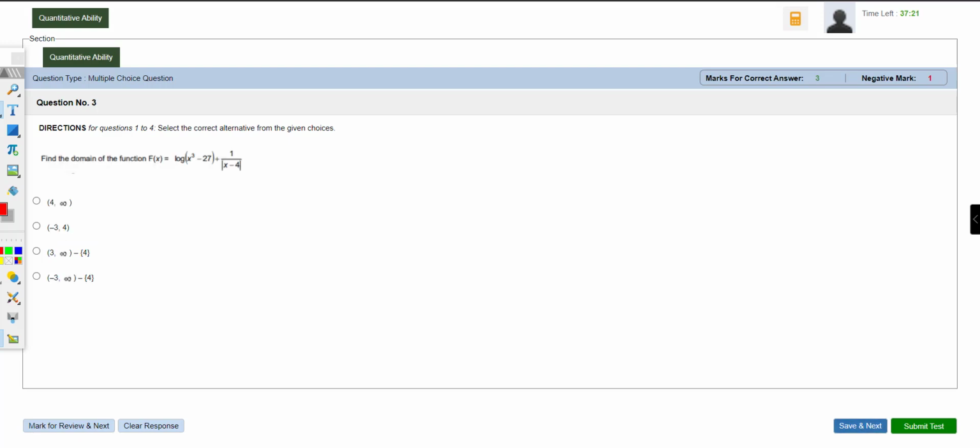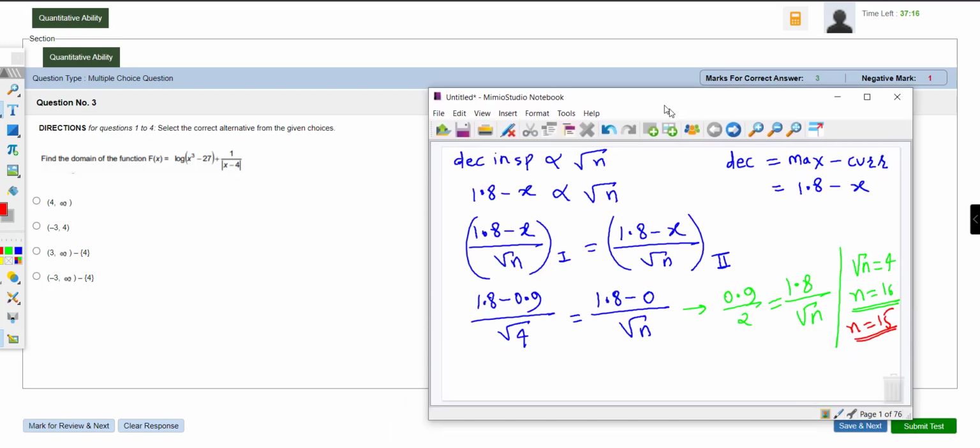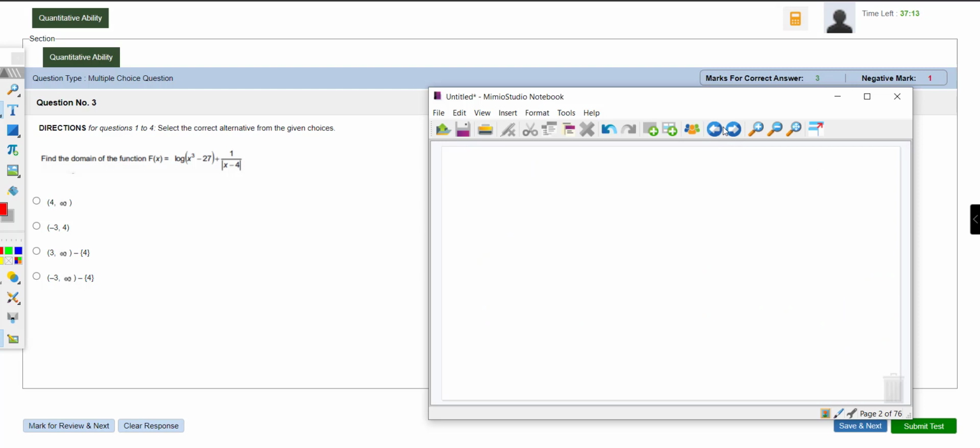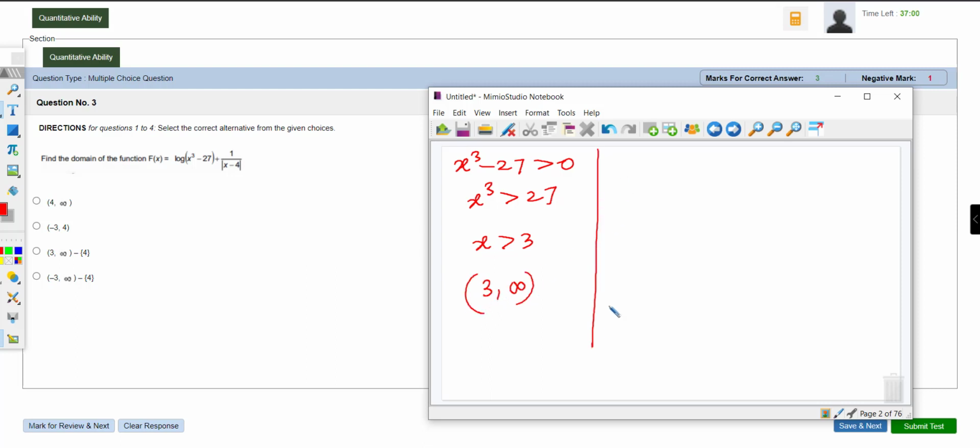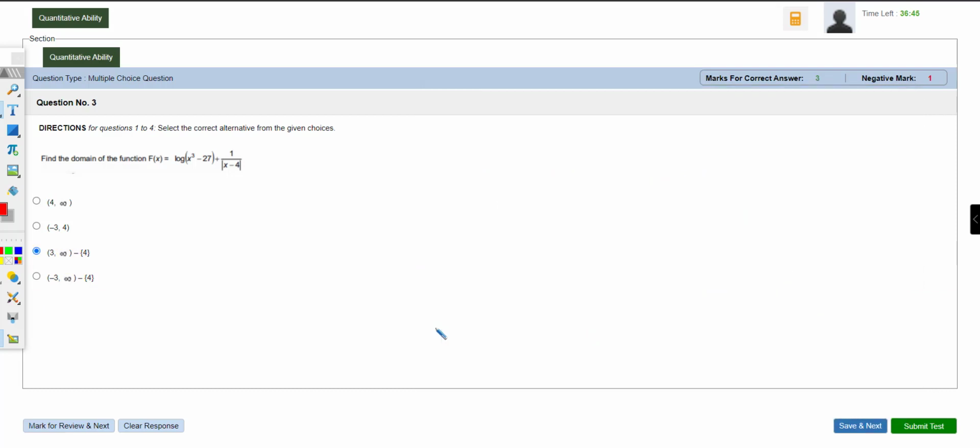Question number 3. We are supposed to find the domain of the function. Over here, for the domain of a function with a log, we do not take the log of a negative number or 0. So x cube minus 27 should be greater than 0, which means x cube should be greater than 27, which means x should be greater than 3. So 3 to positive infinity, and the denominator cannot be equal to 0, which means mod of x minus 4 cannot be equal to 0, which means x cannot be equal to 4. So our answer is going to be 3 to infinity, minus 4. That is option C. Let's mark it and move ahead.